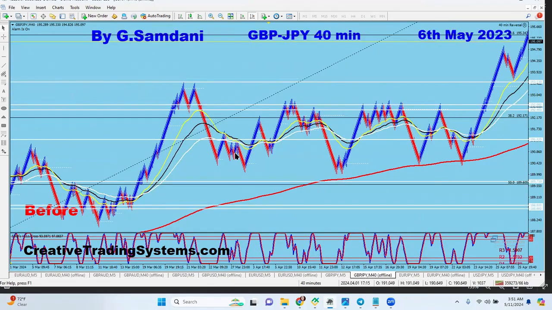Pound yen. Let's take a look at the pound yen, right? For example, here it has a double flat correction. Double means a flat and then another flat, separated by one leg. We call it X, right? For example, this was a big move. It's A, B failed to go higher, C came a little bit below.